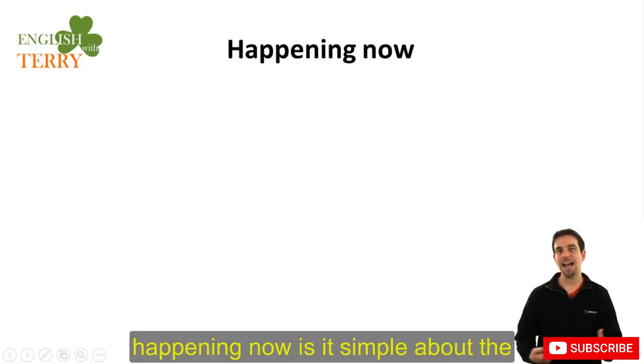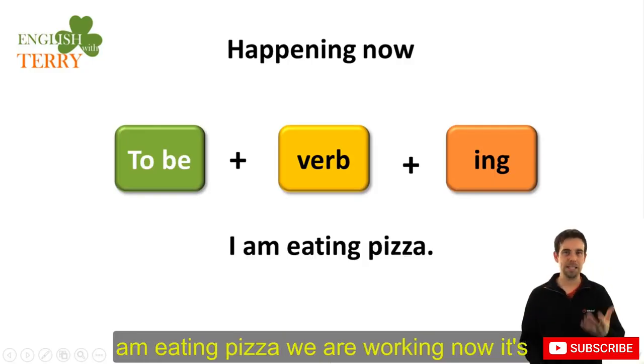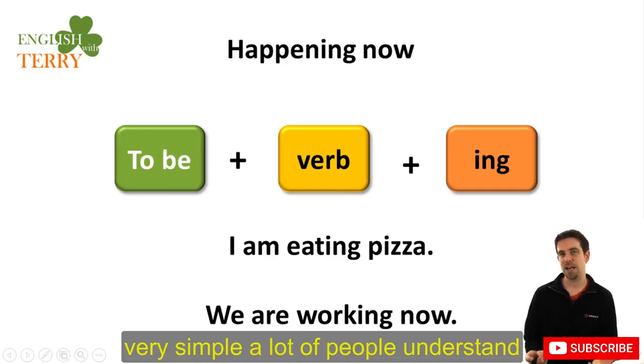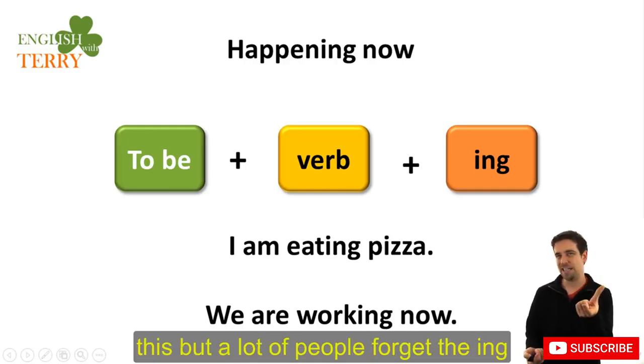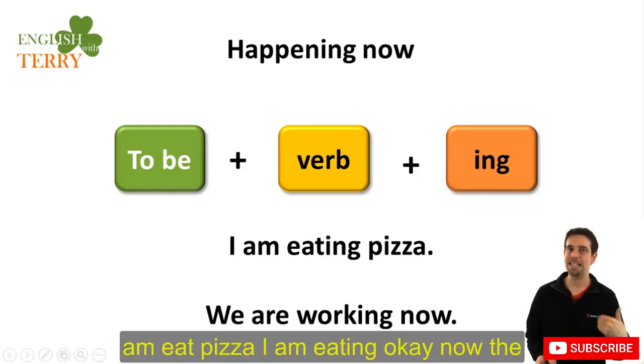Happens every day. Happening now is simple: the verb to be and the verb plus ing, okay? I am eating pizza. We are working now. It's very simple. A lot of people understand this, but a lot of people forget the ing when they are speaking, okay? They say, I am eat pizza. So it's I am eating, okay?